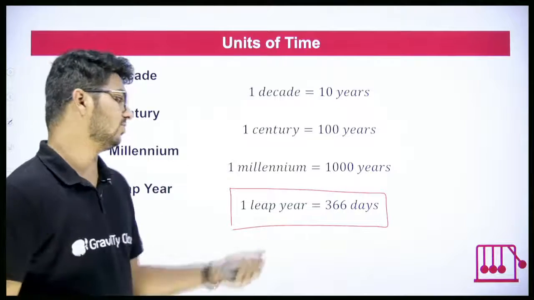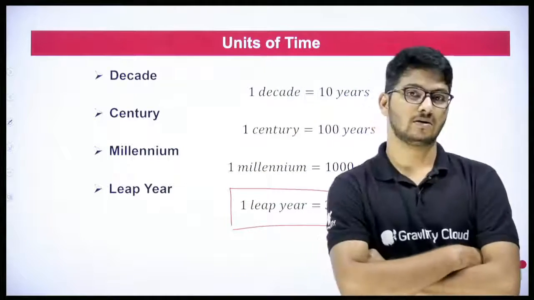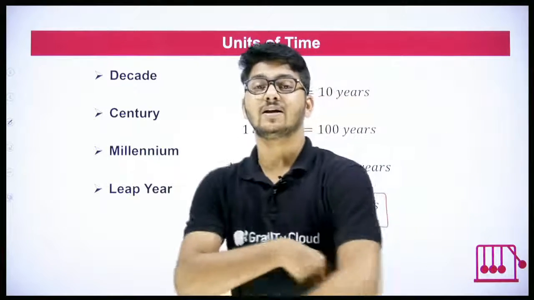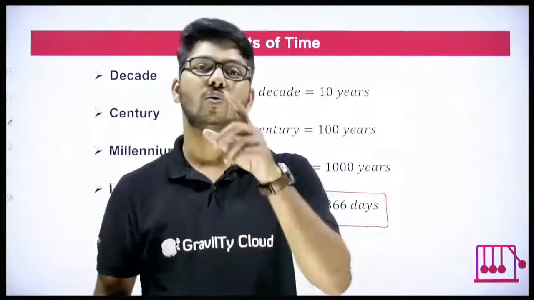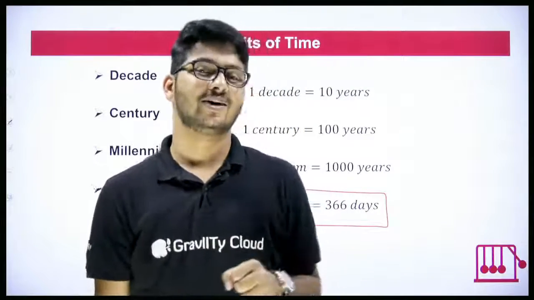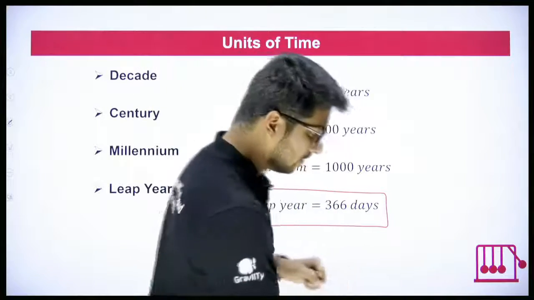After every 4 years, you get 1 leap year. Every 4th year is a leap year. And what does 1 leap year mean? The specialty is it has 366 days, 1 extra day. 1 extra day. Clear? Okay, that's good.